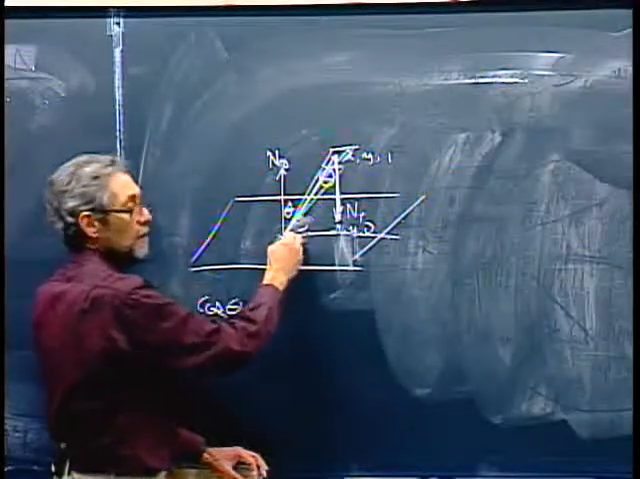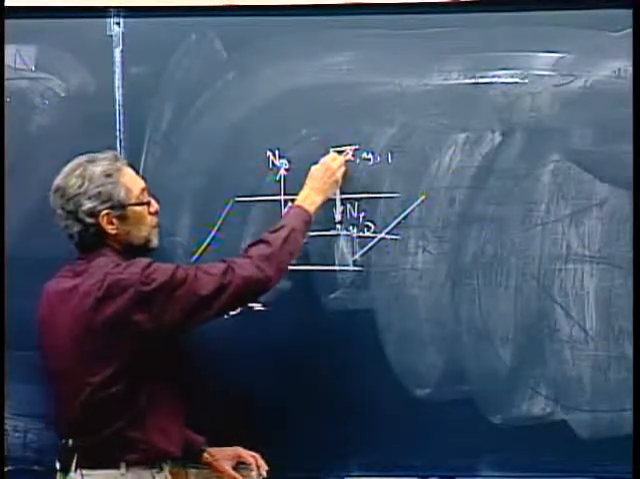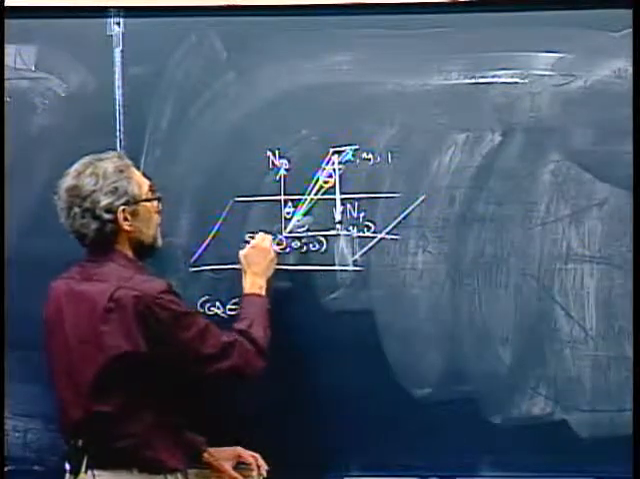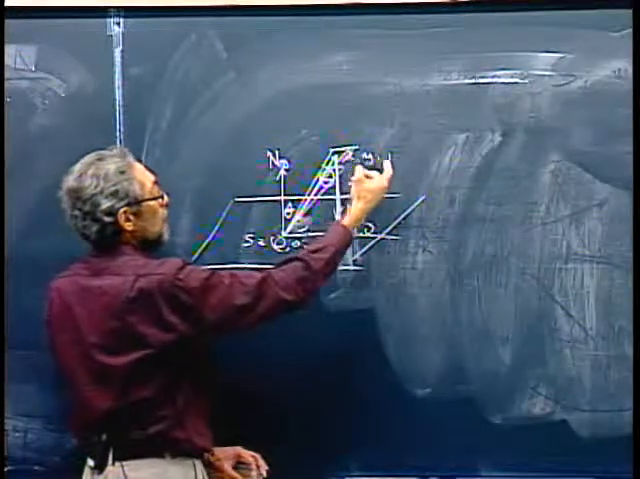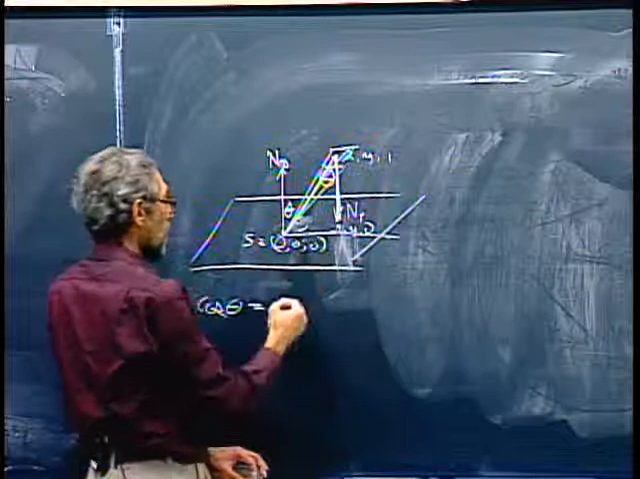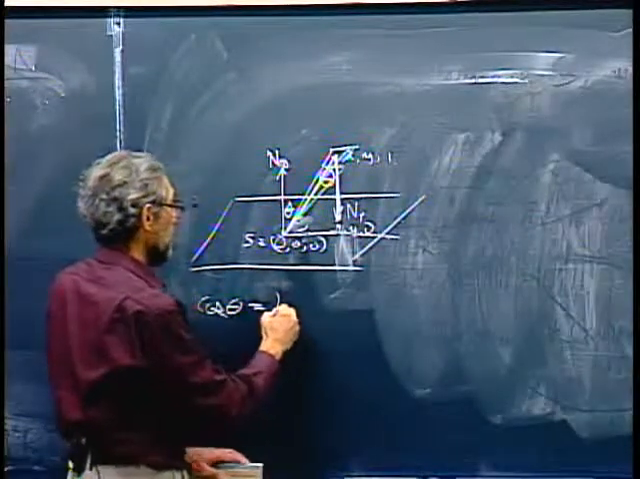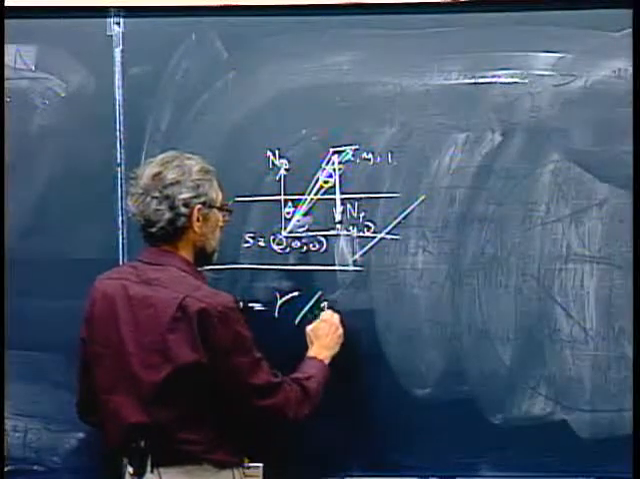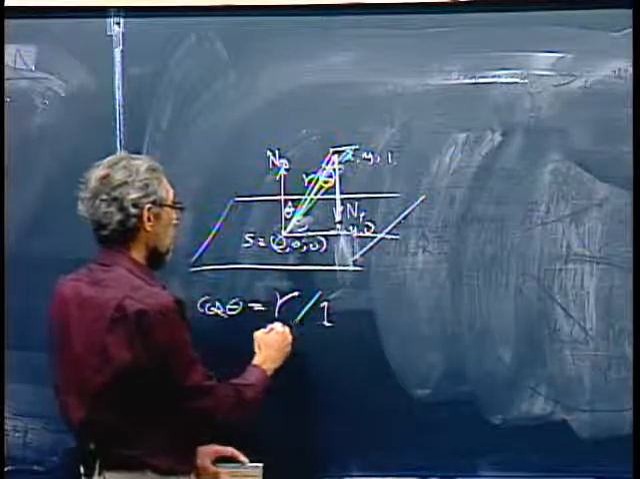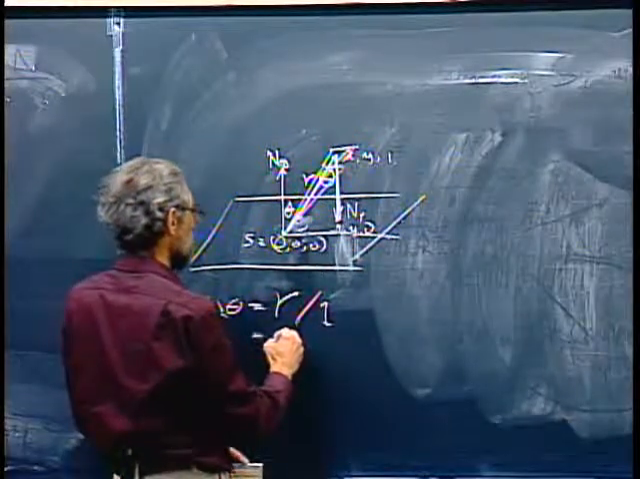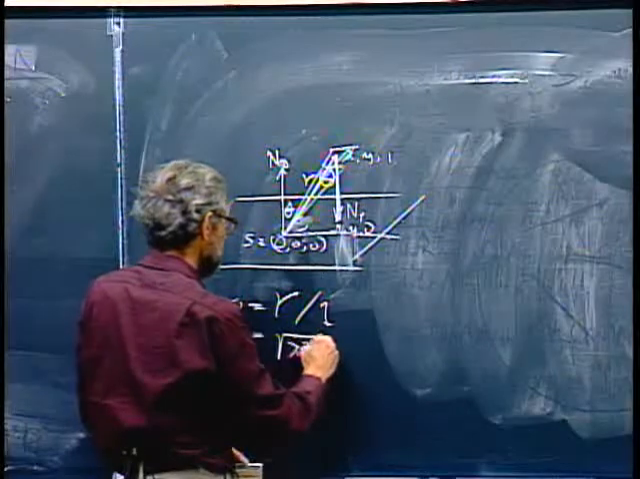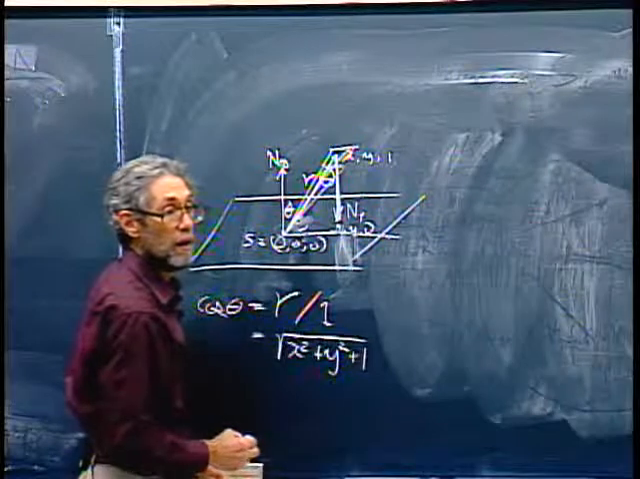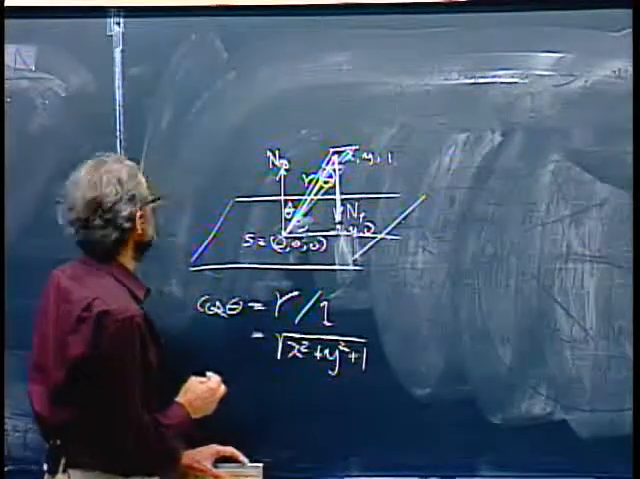What's the length of this? If we're going from 0, 0, 0, where my center S was, up to x, y, 1, it's this. I said it was r over 1, because this side was 1 and this side is r, and r is the square root of the difference in x's squared plus the difference in y's squared plus 1. So that's my cosine theta.